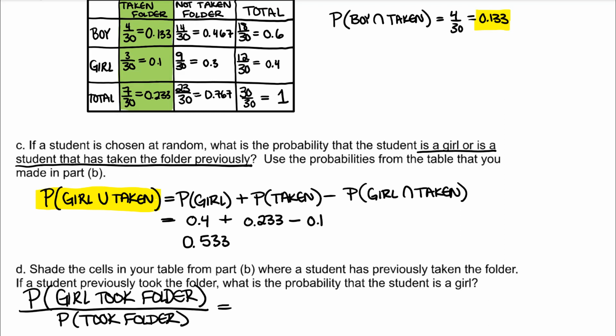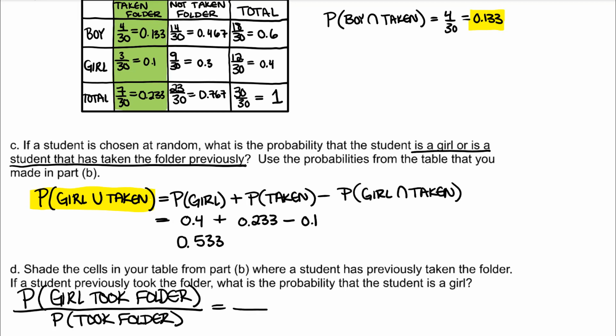So that probability will be our denominator, the probability that someone took the folder, 0.233. But the specific intersection that will be our numerator is probability of girl who took the folder, which is 0.1. 0.1 divided by 0.233 is 0.428. The probability we found in Part D is called conditional probability and relies on changing the size of the sample space by focusing on one or another particular event. And that's addition rule and two-way tables.